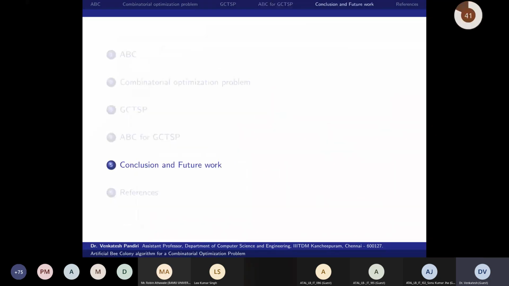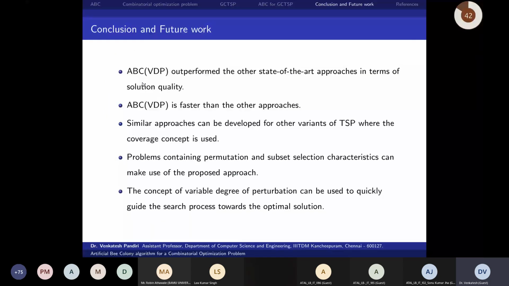And conclusion and future work: this artificial bee colony algorithm can be used for solving any kind of problem, but you need to set this framework in a proper manner. And definitely it will perform faster than other approaches based on your design with respect to that problem. First of all, you need to identify that problem, and only after identifying the problem can we design the internal aspects of it.